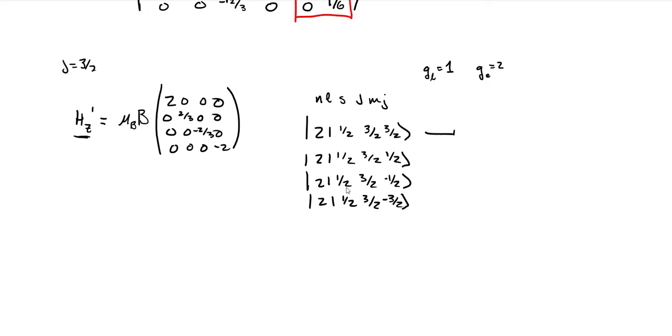But the energy shifts we can just pull off from the diagonal terms in that Hamiltonian. They are going to be 2 times mu_B B. This one's going to be 2/3 mu_B times B. This one's -2/3 mu_B times B. And this last one's -2 mu_B times B.